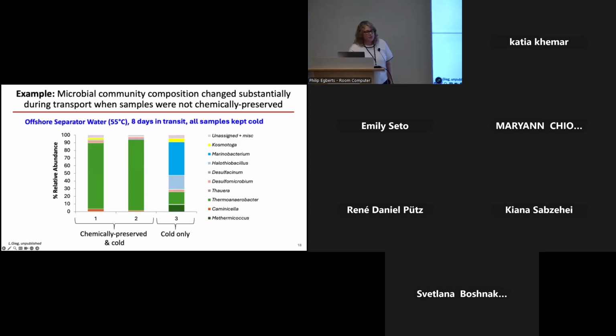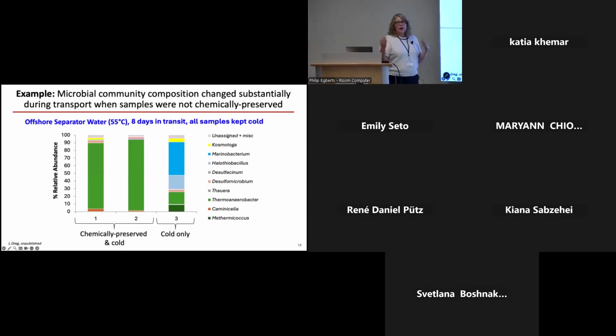I do have one case study that we did to show how samples can change. Microbial communities can change over time in samples that are not properly preserved. I have microbial names on here, but you don't have to know any of them. We were sampling some offshore separator water, on top of an offshore platform, and the water in the separator was at 55 degrees Celsius.